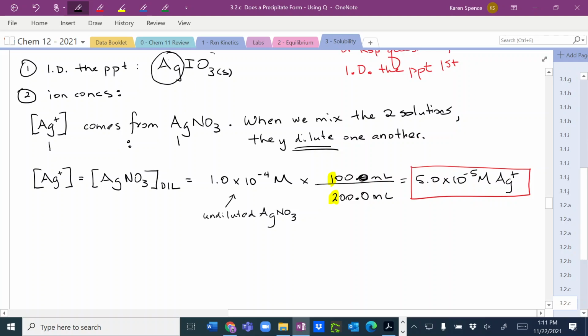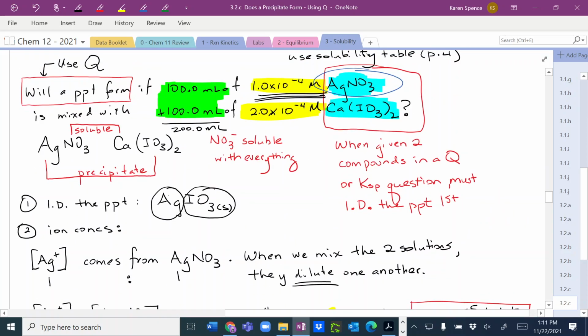Our other thing that we're going to need to find is our iodate concentration. So our concentration of iodate. Where does iodate come from? Go back to your question and tell your partner, where does the iodate come from? Yeah, it comes from calcium iodate.